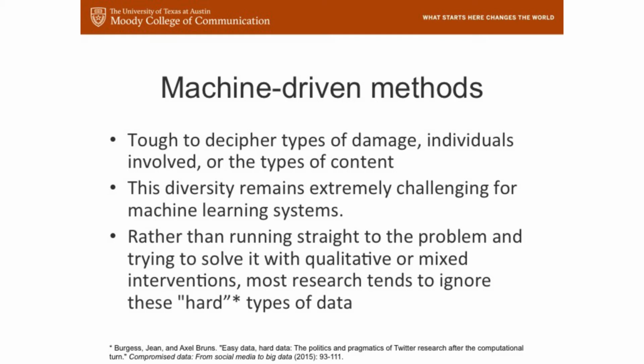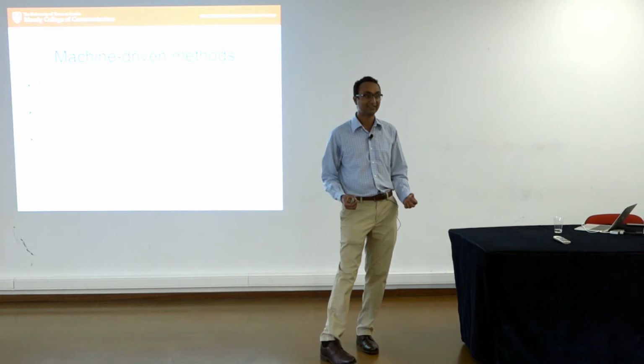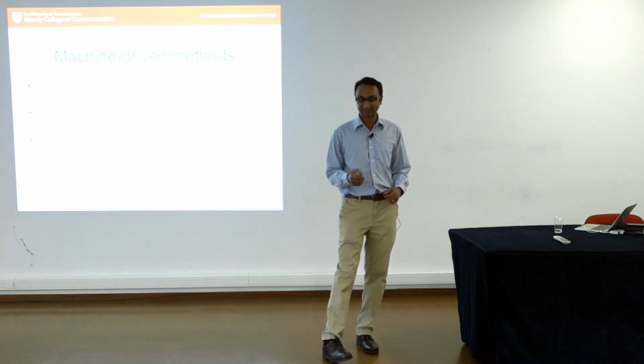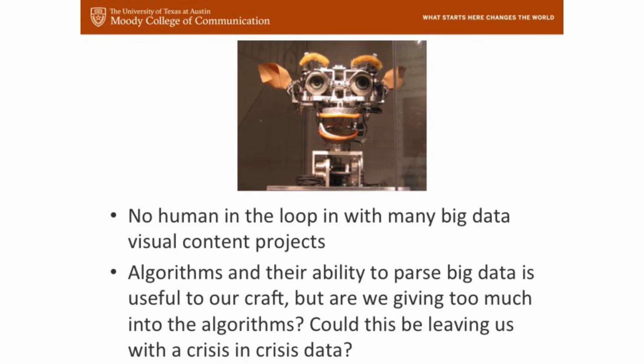So rather than running straight to the problem and trying to solve it with qualitative or even mixed methods, an argument I want to make, and that I employed in this, is that we can use what are called hard methods here. These data are going to be hard to understand, but there's a lot of value, and there are good methods to be able to understand them. Having humans in the loop, not just having the robot do things behind the scenes in terms of an algorithm, has huge payoffs. Even though algorithms can parse through this stuff at the big data level, having humans read through some of the content and look at the images has a lot of purchase.